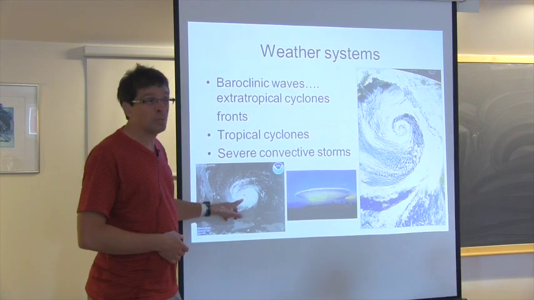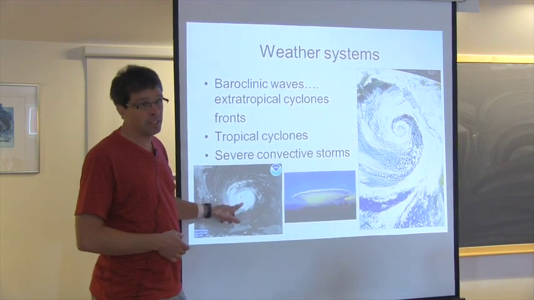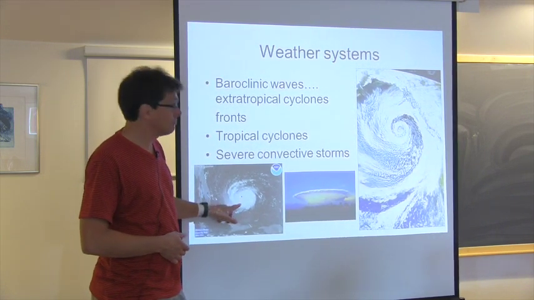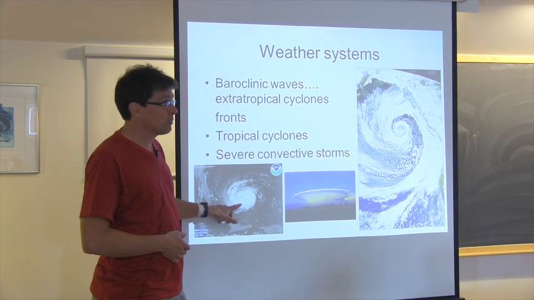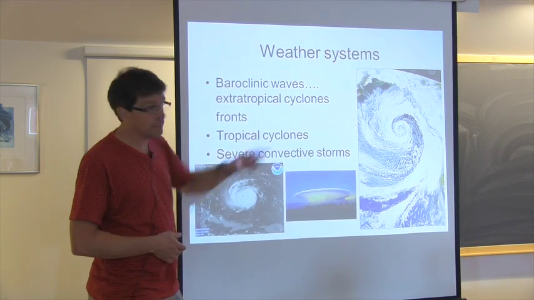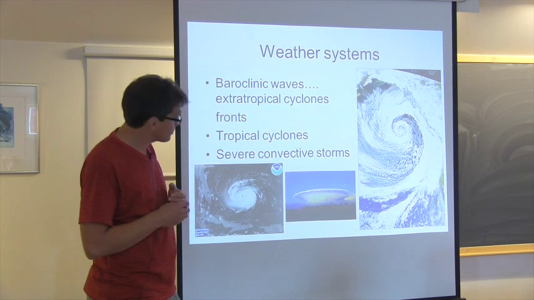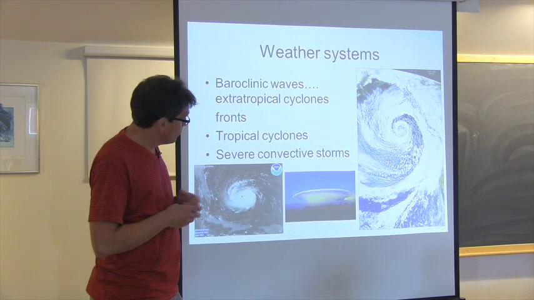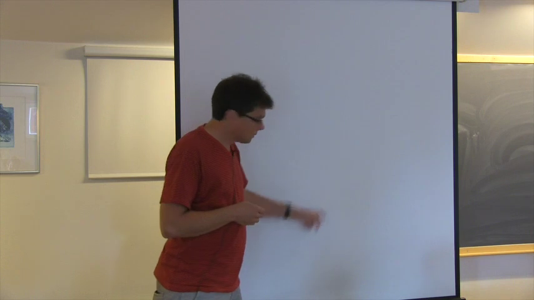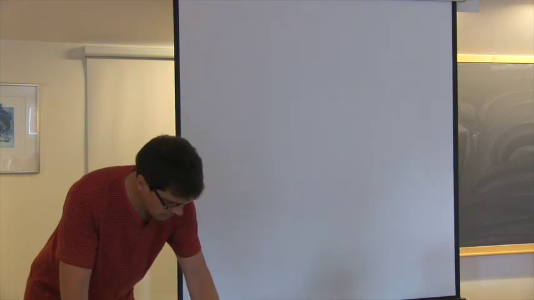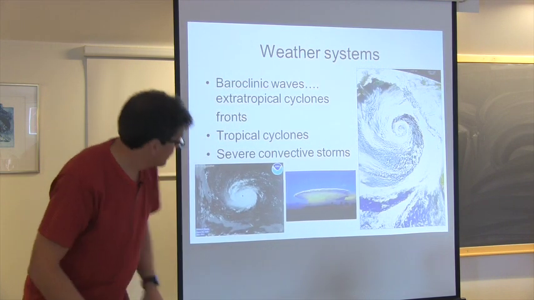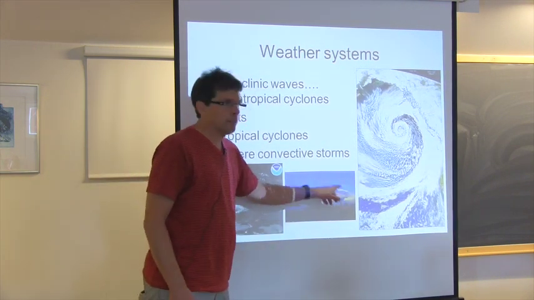But it's much more intense. The wind speeds are much higher here. They can be 3 to 4 times, or even more than that, compared to what we see in an extratropical cyclone. Finally, we have severe tropical convective systems. This is something happening here. So these are convective clouds.